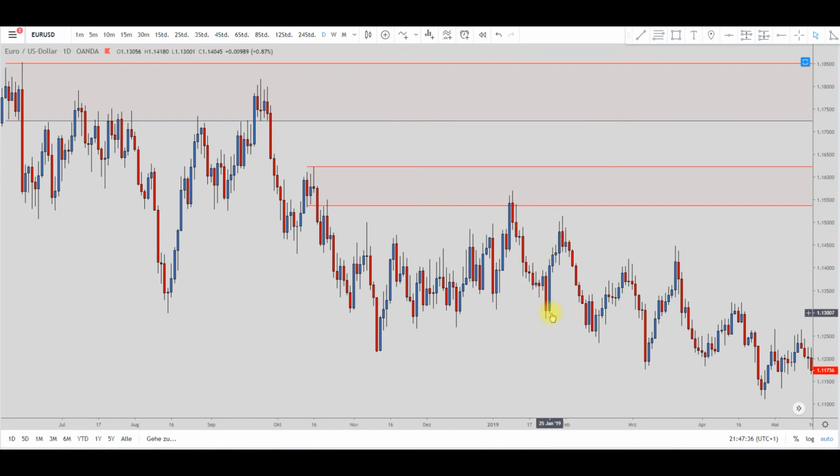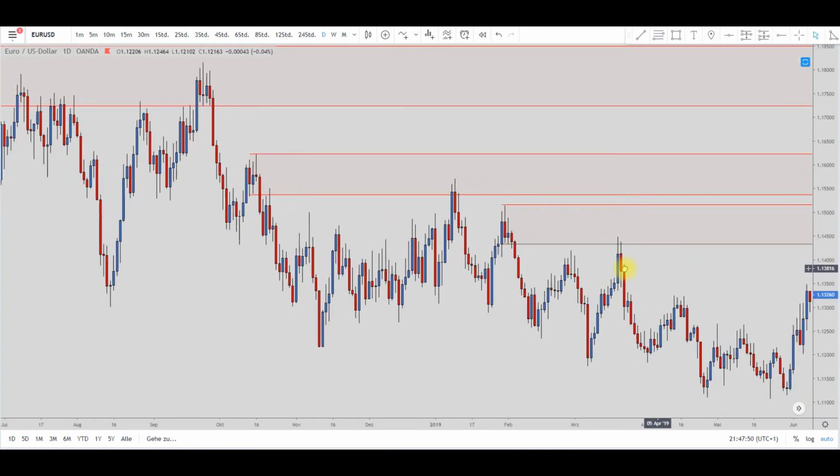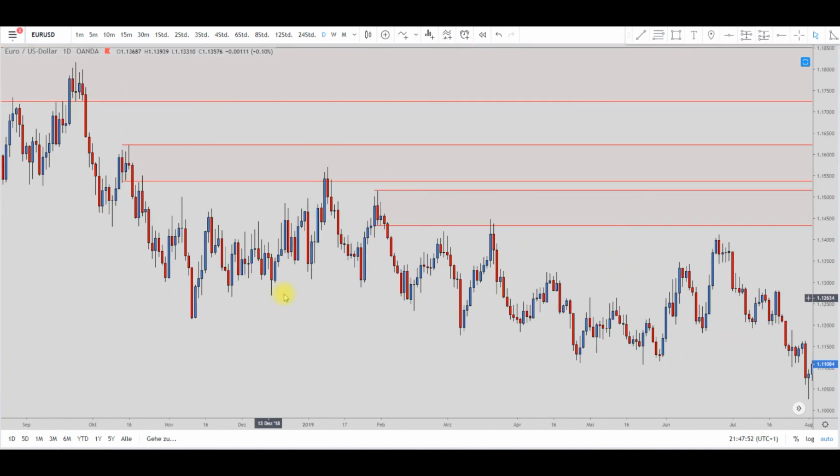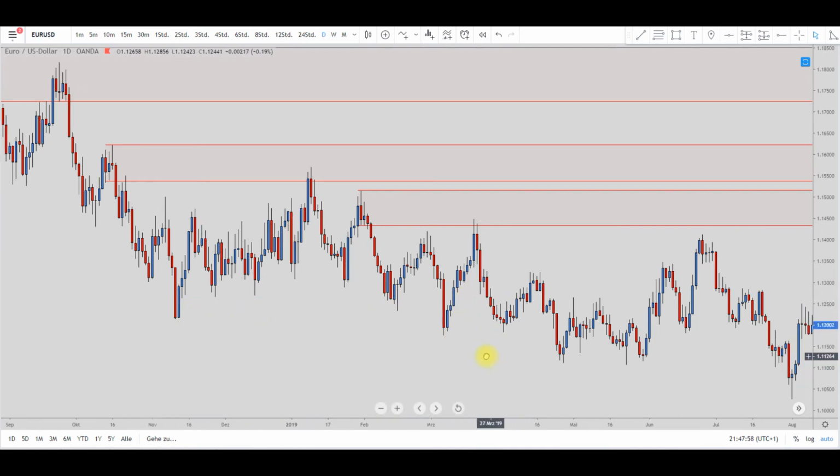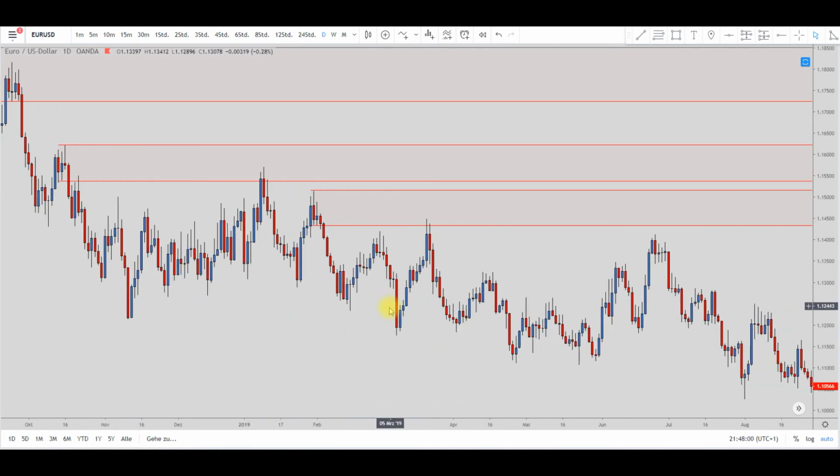Since then we've gone down, left a fresh level of supply in here, which was tested in March. Further down you can tell every level of demand on the left side was taken out, so we don't need to put them in.